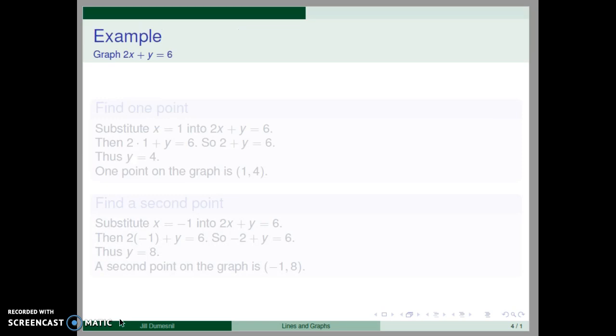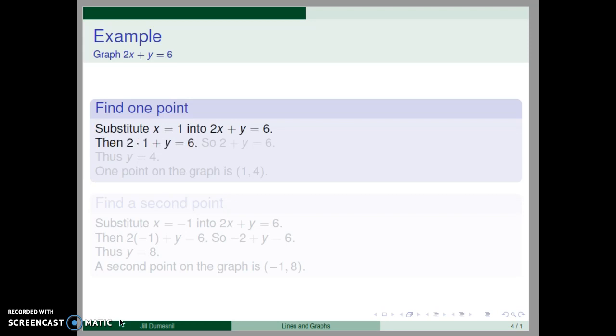For example, to graph 2x plus y equals 6, we need 2 points. To find 1 point, we can substitute x equals 1 in the equation. Thus, 2 plus y equals 6, so y equals 4. 1 point on the line is the point (1, 4).